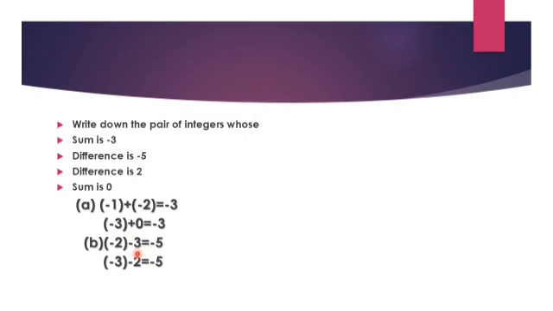The same way, -3 minus 2. 3 plus 2 is 5. Put the sign of negative. We get -5. Okay, in the next case, difference is 2.